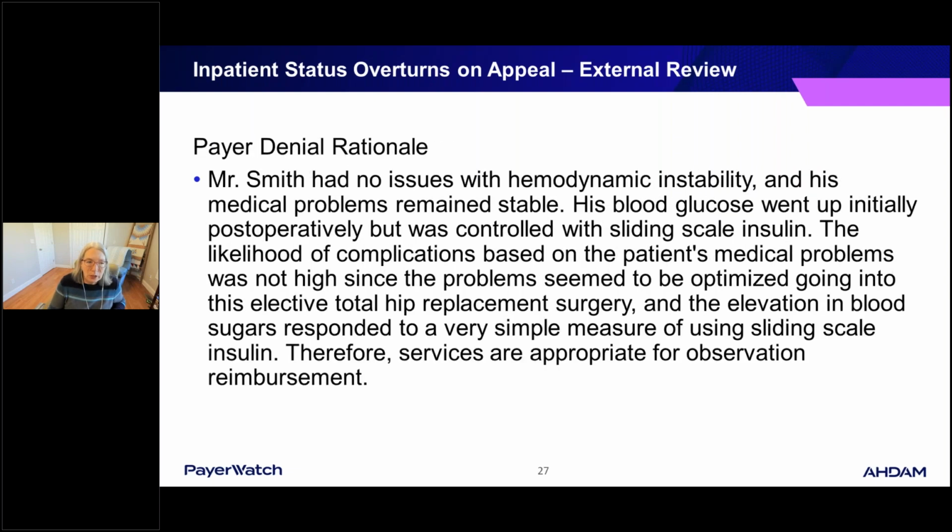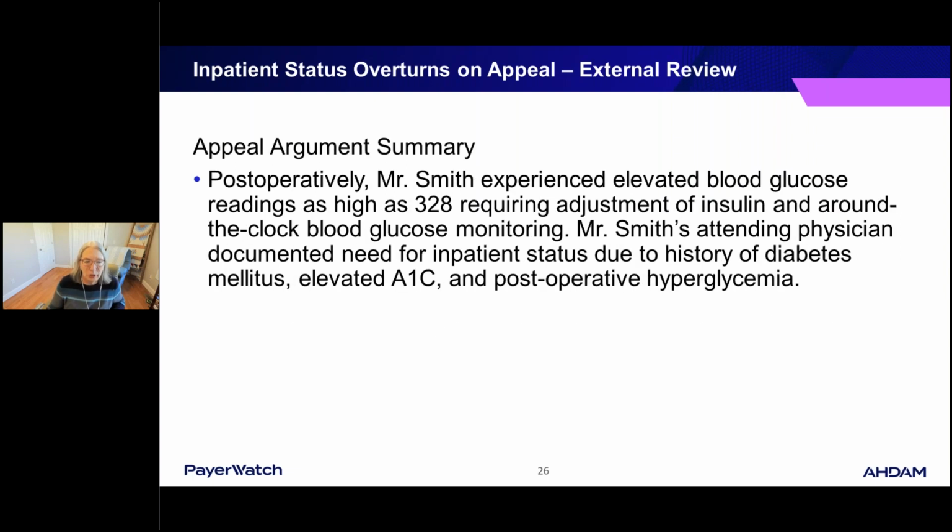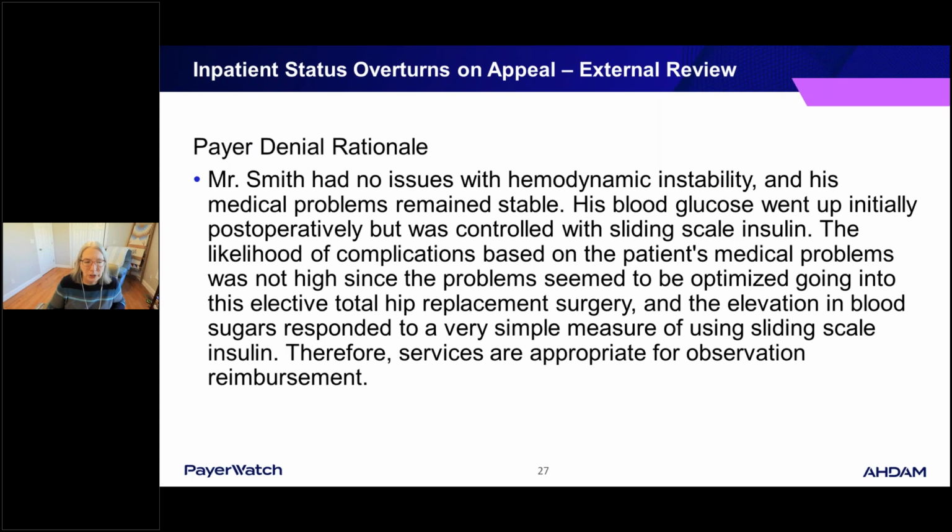And then when it went to that was our appeal argument. This was the denial rationale after we appealed it. They came back and said, well, he had no issues with hemodynamic instability. His medical problems were stable. His blood glucose went up initially post-op. It was controlled with sliding scale insulin. His medical problems seemed to be stable, optimized going into the surgery. The elevation in blood sugars responded to a very simple measure. I like how they said that, a very simple measure of using sliding scale insulin.